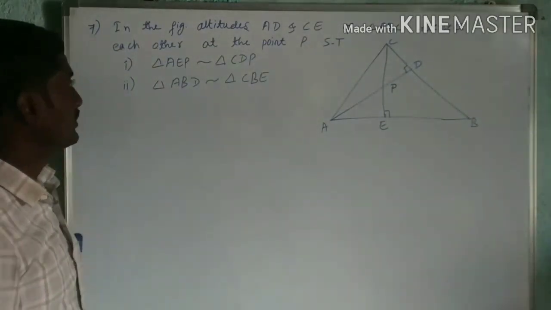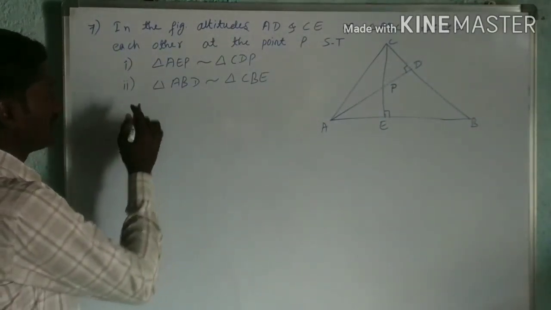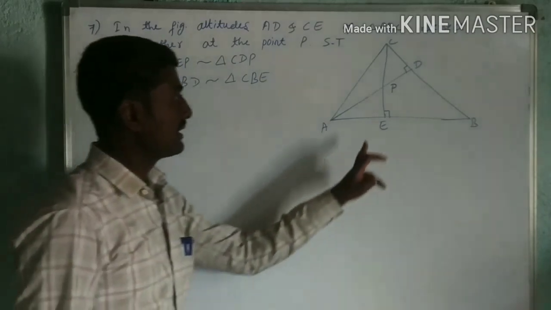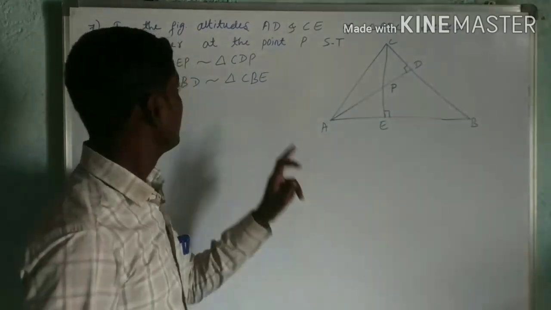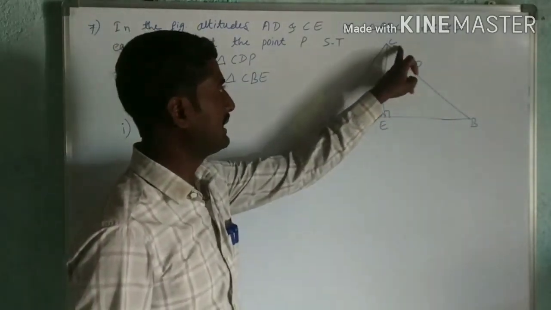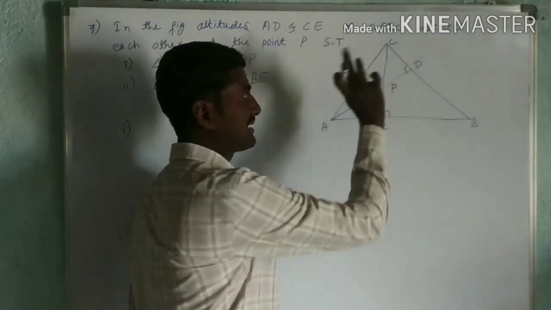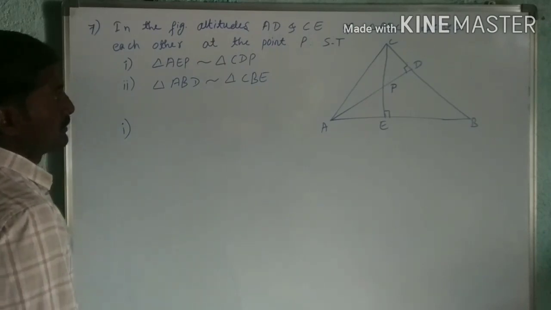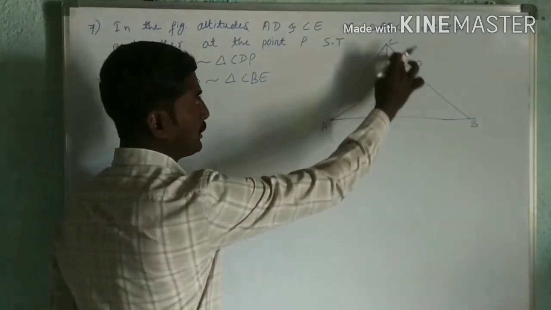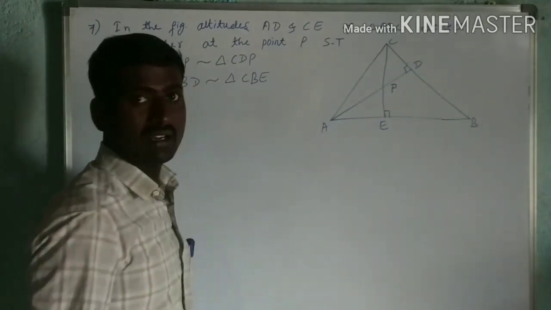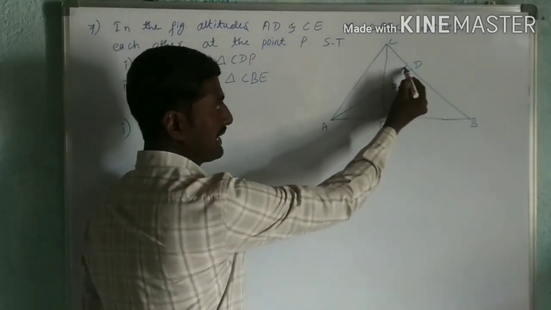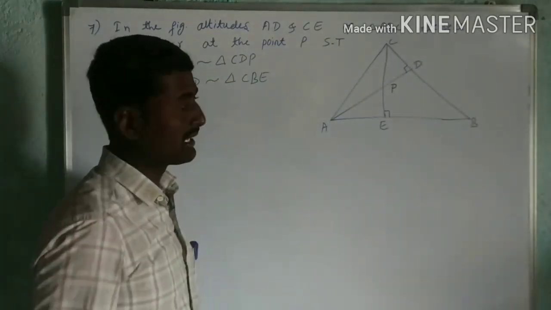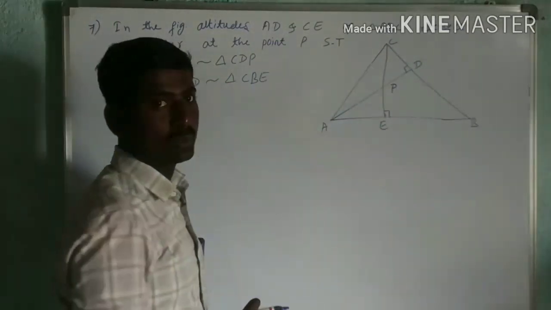Then show that. I have taken the first two only. So that is the first one, I will solve it now. Triangle AEP is similar to CDP. This triangle and this triangle are similar, and I have to prove it. Since these two are altitudes, CE and AD, this is 90 degrees and this is also 90 degrees. So I concentrate on these two triangles only.